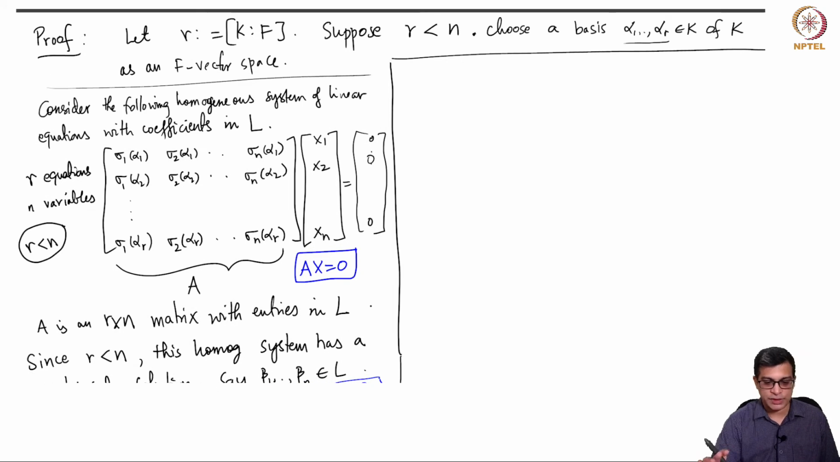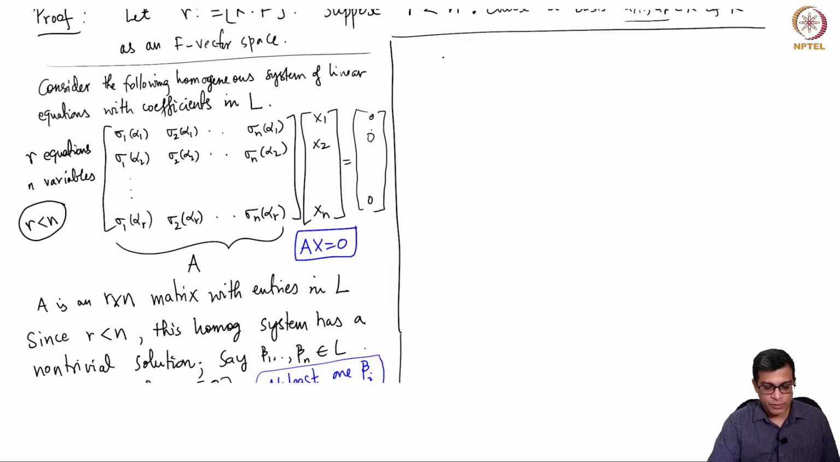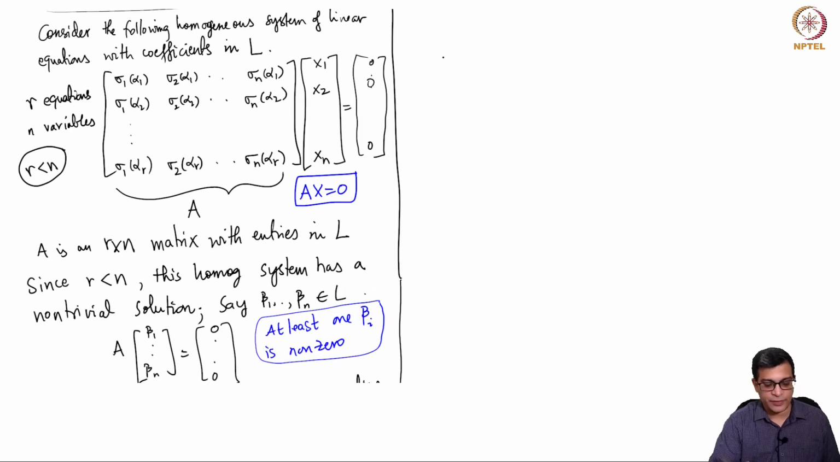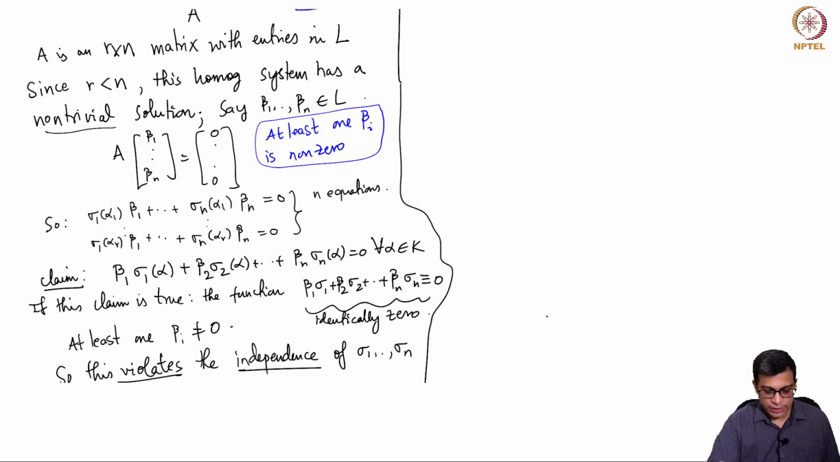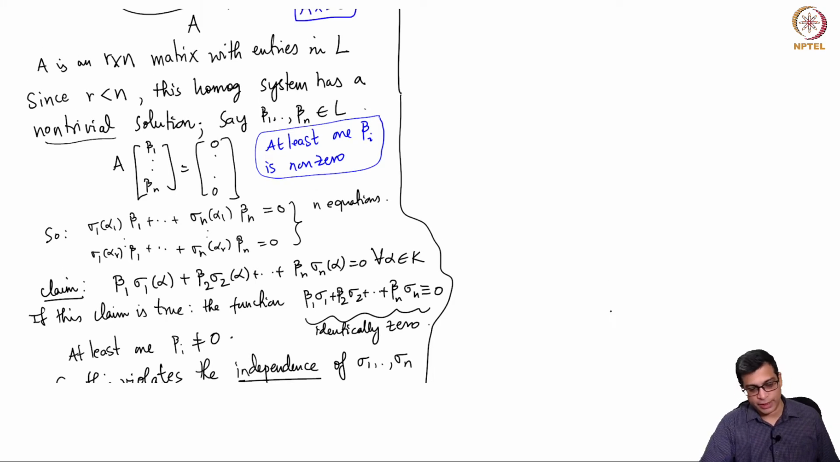The approach is, if r is strictly less than n, we have constructed a clever linear system of equations. Using the fact that r is less than n, we are guaranteed a non-trivial solution, so that one of the betas is non-zero, and then we are going to prove this claim, so that sigma 1 through sigma n are in fact dependent. They cannot be dependent because they are distinct characters of a group, so they must be independent, and hence this is a contradiction. So the goal is to prove this claim now.